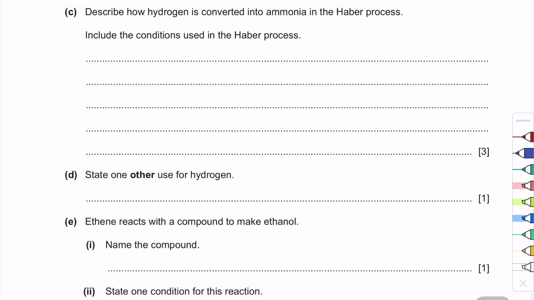Describe how hydrogen is converted into ammonia in the Haber process.